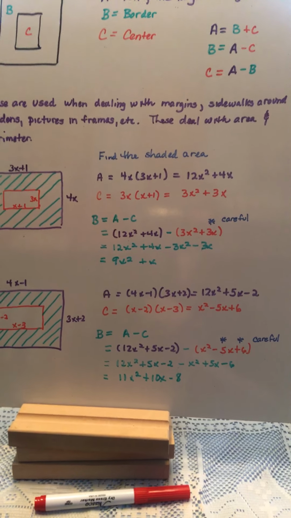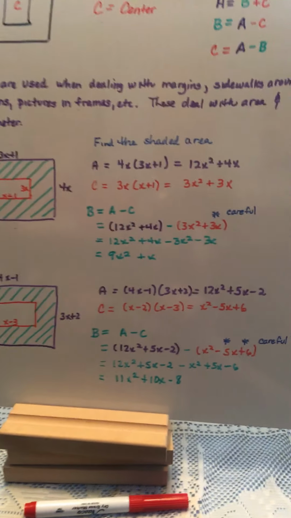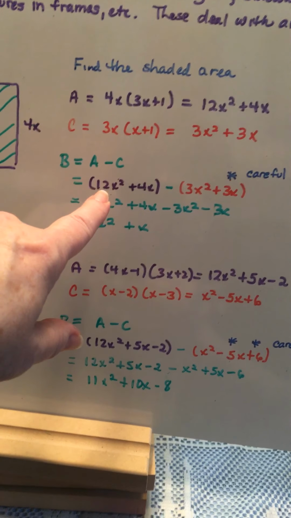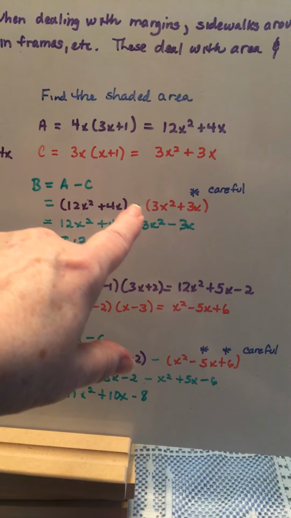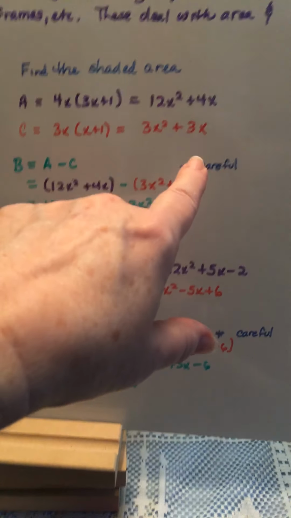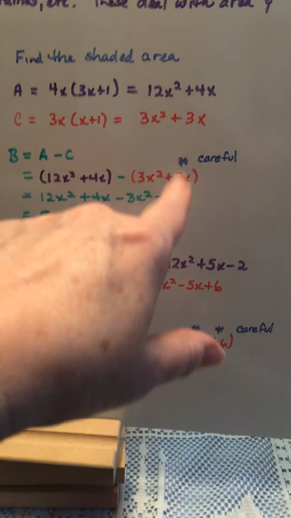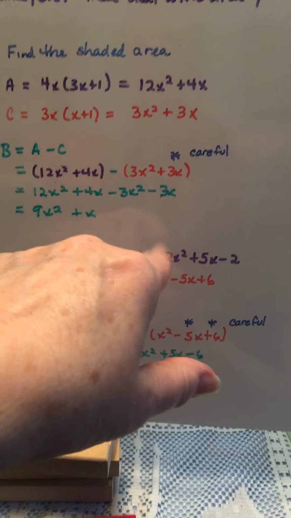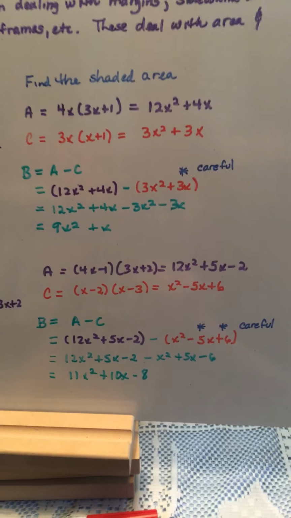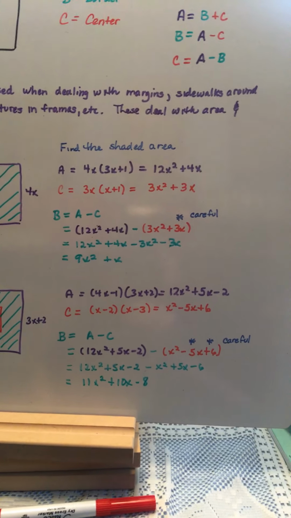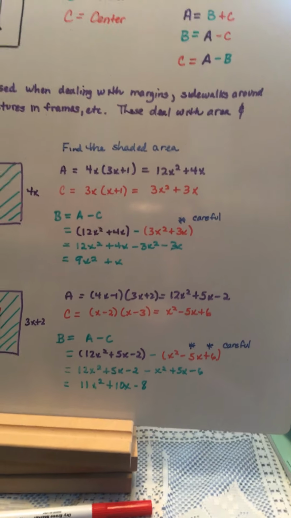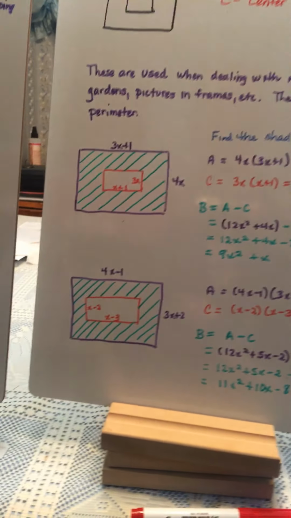I've got to remember that I have to use parentheses. I wouldn't have to use it here, but it's just good mathematics to show it. Here I need it because of the minus sign. Please be careful. Don't forget to multiply that number, please. Poor guy, he gets so upset. He's so forgotten. So I end up with 9x squared plus x.